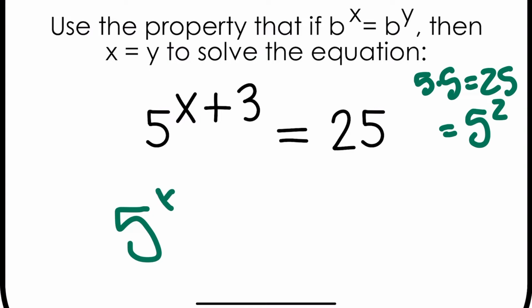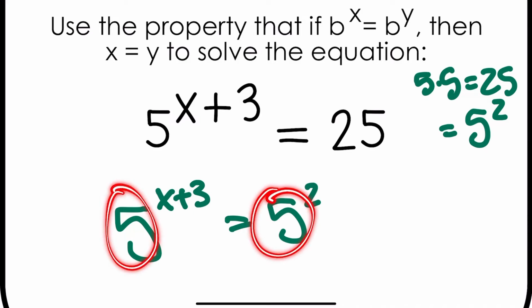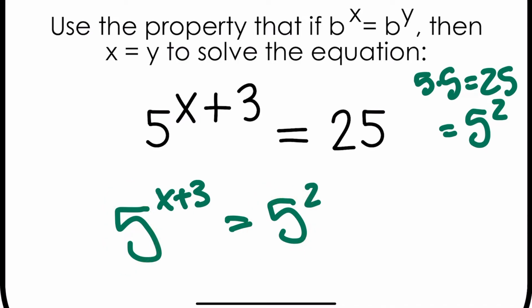This is 5 to the x plus 3 equals, now instead of 25, I'm going to put in 5 to the second power. I need these two to have the same base. So I'm going to put in 5 to the second power instead of 25. They are equal to each other. They are the same. It's just a different way of saying 25. So this is the point where I want to get to. You absolutely have to have the same base. They have to be the same for this to work.